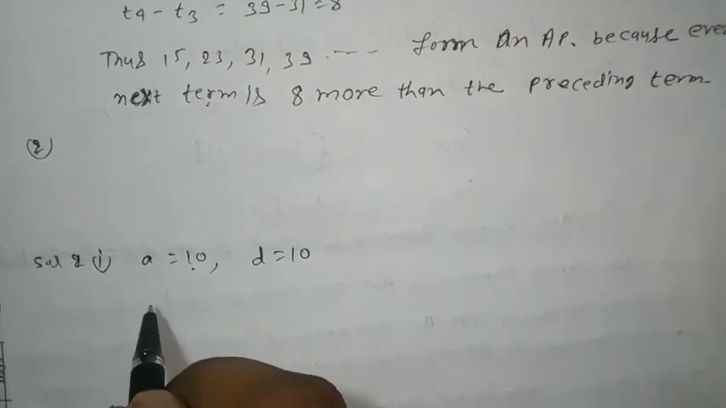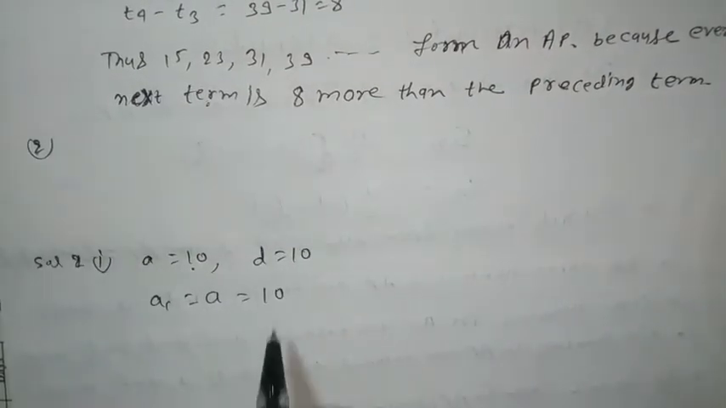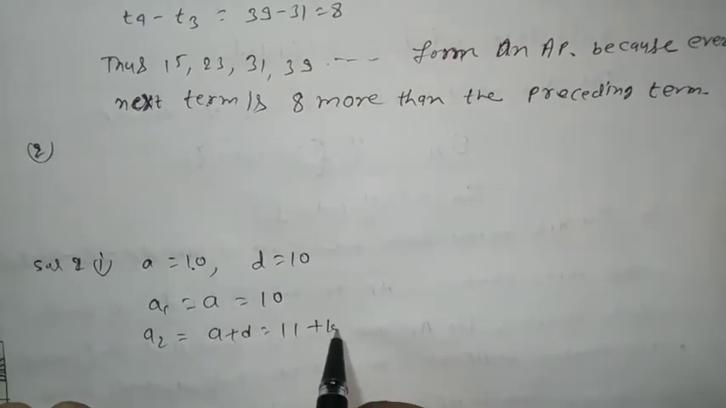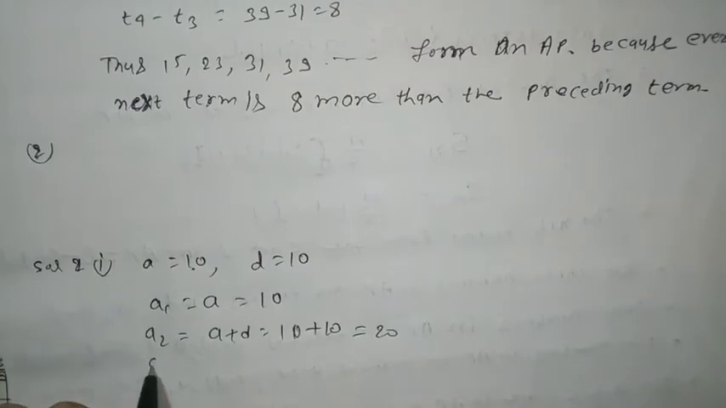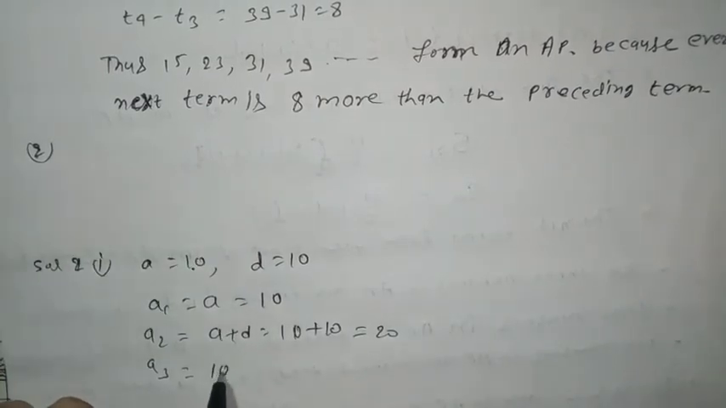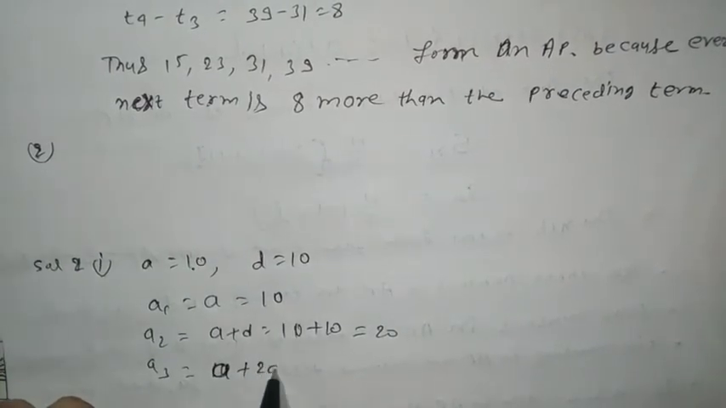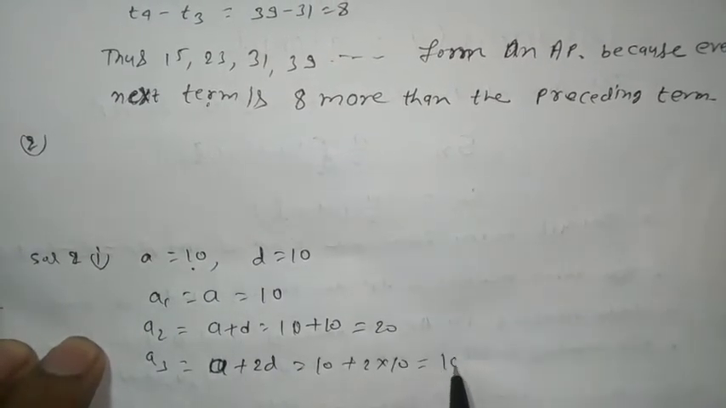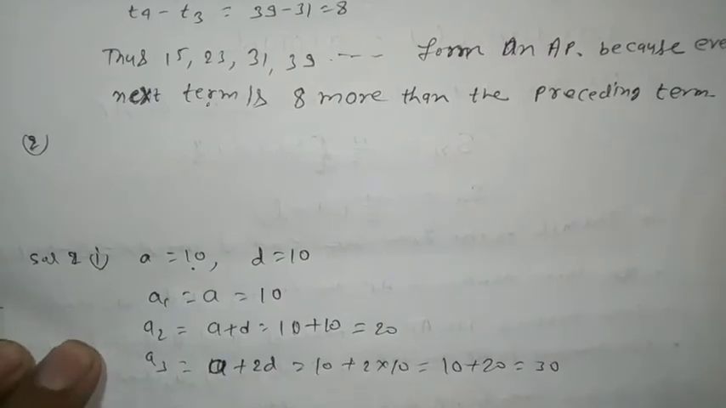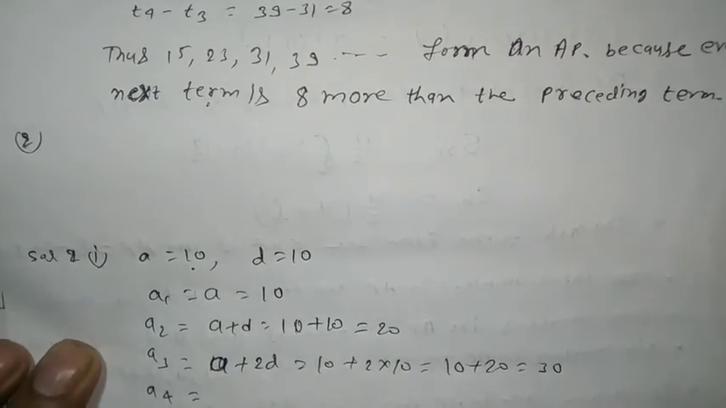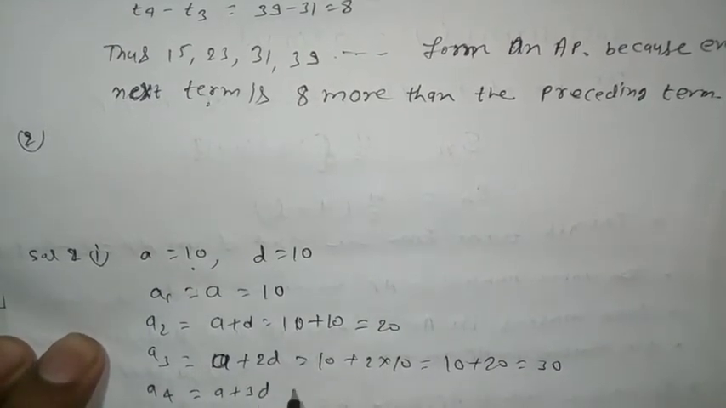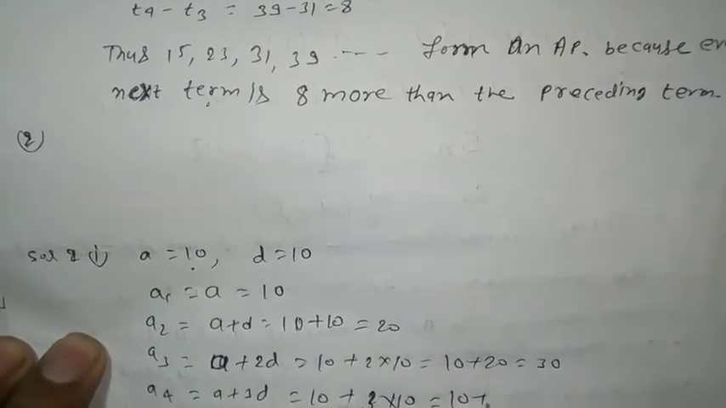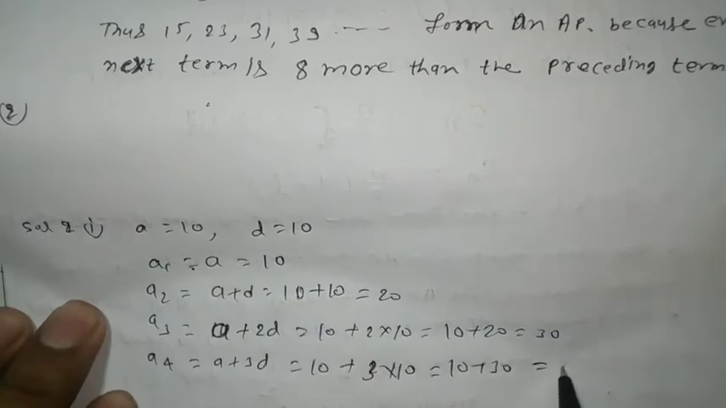So A1 is equal to A is equal to 10. A2 is equal to A plus D is equal to 10 plus 10 is equal to 20. A3 is equal to A plus 2D is equal to 10 plus 2 into 10 is equal to 10 plus 20 is equal to 30. A4 is equal to A plus 3D is equal to 10 plus 3 into 10 is equal to 10 plus 30 is equal to 40.